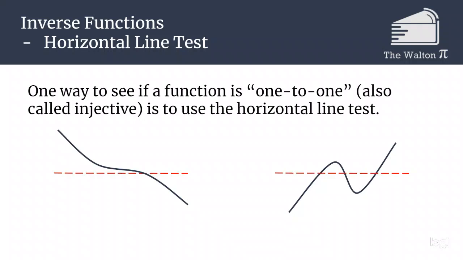If we draw this horizontal line, we see that the first function, no matter where we put that horizontal line, it's only going to intersect the graph one time. That tells us that it is one-to-one. One output only has one input. The second function, though, is not one-to-one, because one output can have more than one input. So the first one is one-to-one, but the second is not one-to-one. Therefore, we can say that the first one will have an inverse, but the second one will not.